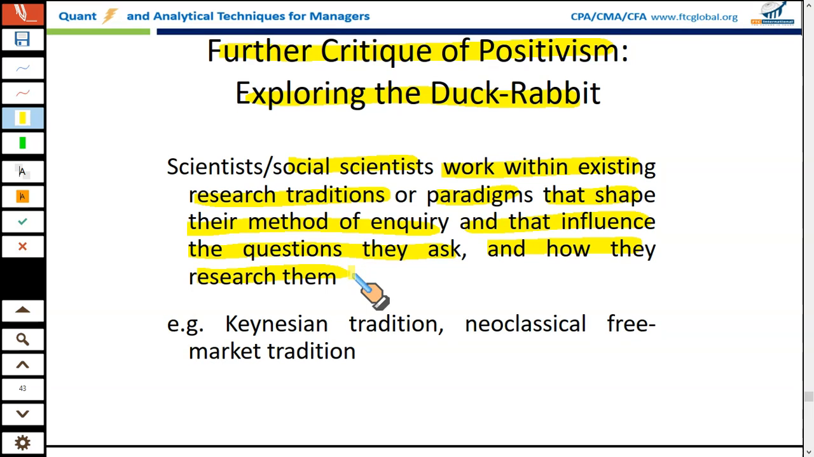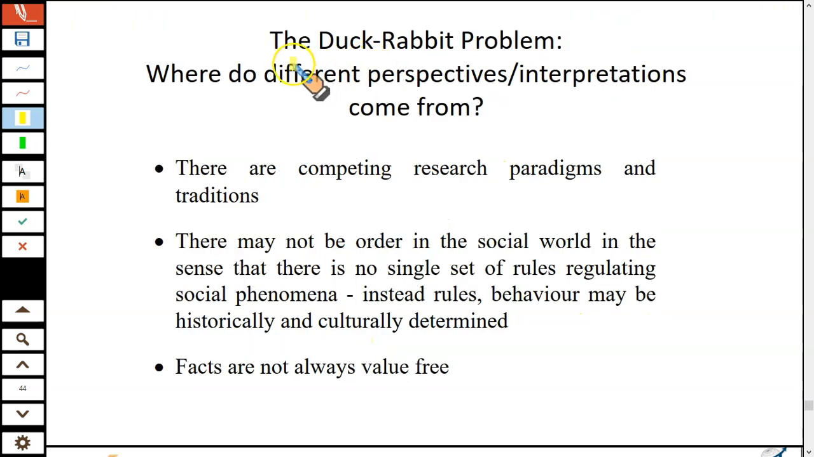Look at these. Previously we discussed Keynesians and monetarists. So they have different sets of beliefs and that guides what they study and how they study. Then Keynesian tradition, neoclassical free market tradition, we just discussed a little while ago. Okay, now we have the duck-rabbit problem we already discussed. Where do different perspectives and interpretations come from? There are competing research paradigms and traditions, as we discussed a little while ago. Different sets of beliefs and methods used by researchers can lead to different viewpoints. 6 or 9, duck or rabbit. So different viewpoints, different interpretations of the same subject.